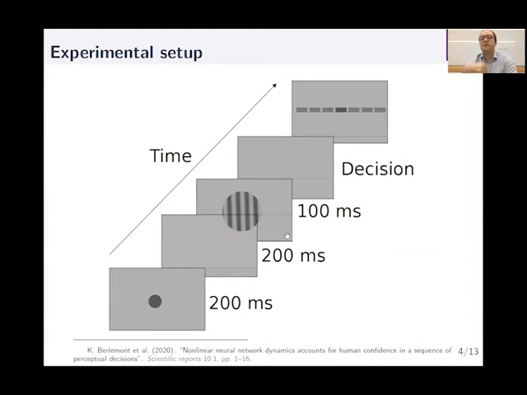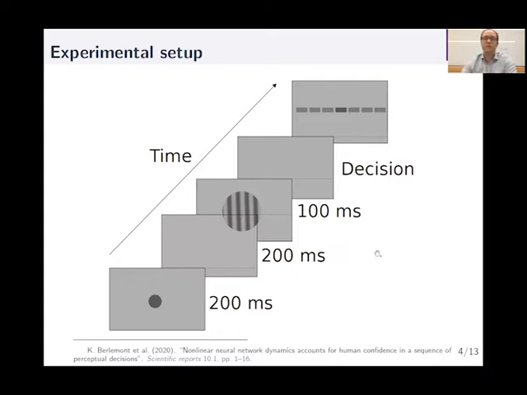So the goal of the participants is to report their decision, so clockwise or anti-clockwise. And after having reported this decision, they have to report their confidence in this decision on a scale like this one, from 0 to 9. So 0 meaning that they consider that their answer was completely random, and 9 meaning that they are absolutely certain that they had the correct answer.